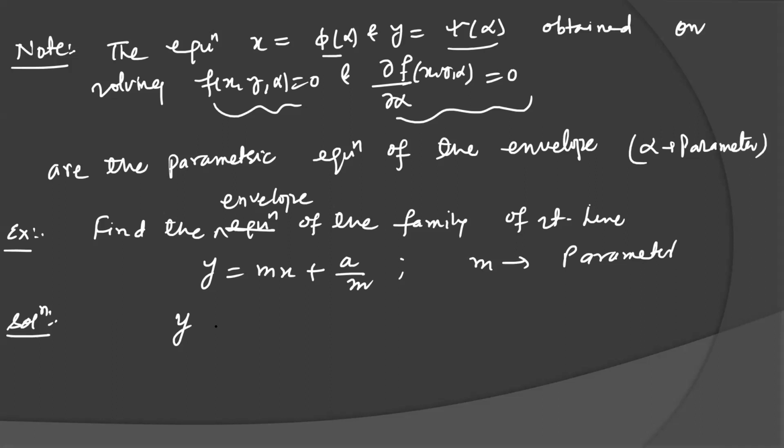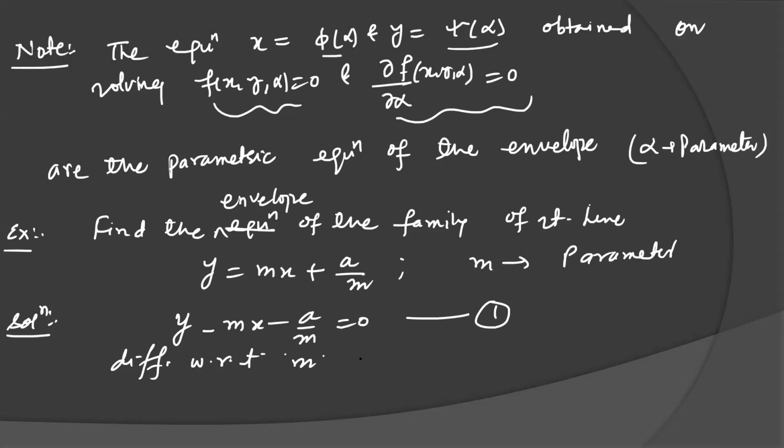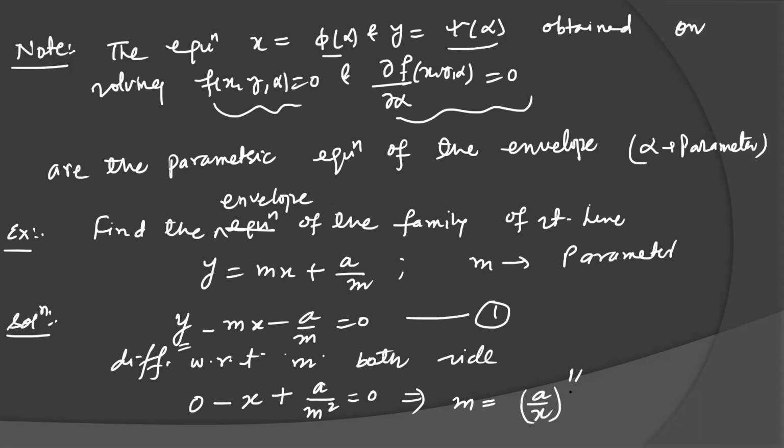The first equation is y minus mx minus a by m equal to 0. m is parameter. Now we differentiate with respect to m, both sides. What will be the equation? Differentiation of y will be 0 minus x, because differentiation of m will be 1, plus a by m square equal to 0, because derivative of 1 over m is minus 1 over m square. Now if you find m here, m will be (a by x) to the power 1 by 2. I am taking only positive value.